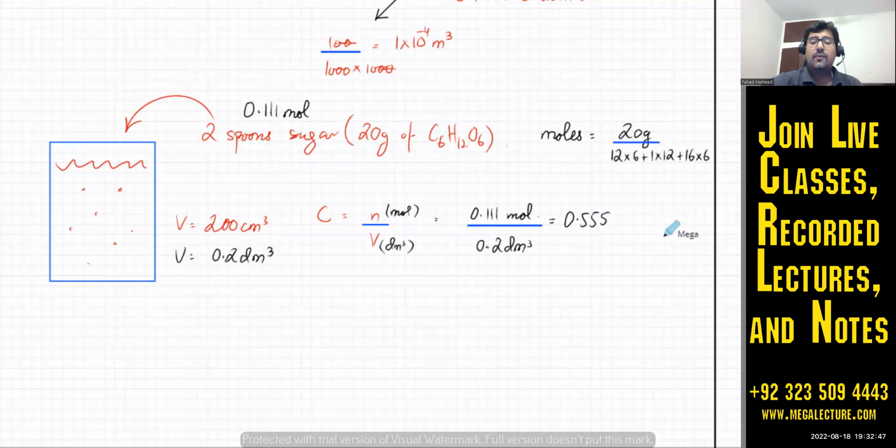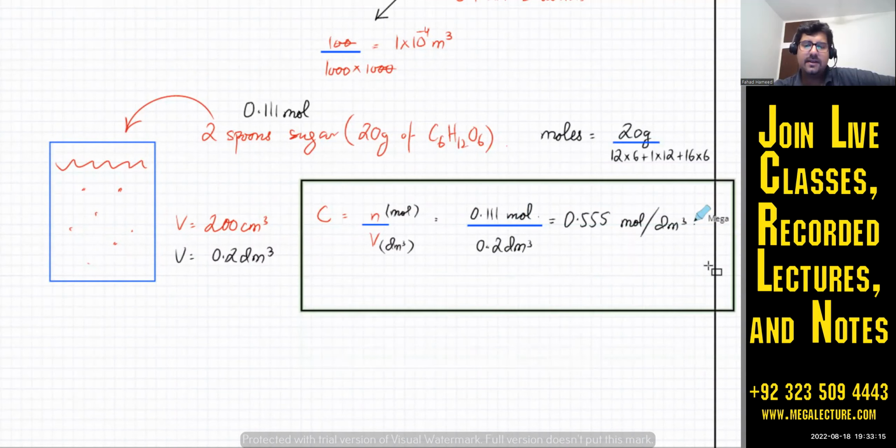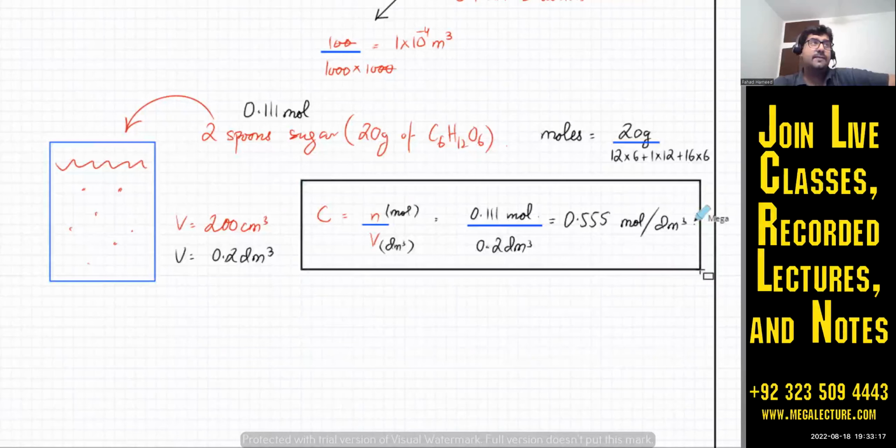What do you think is the unit? The unit is moles over dm cube. You had these many moles in this volume of solution. So the unit is mole per decimeter cube. That's going to be your unit for concentration. So this sugar solution has this particular concentration. That's how you calculate concentrations of different solutions in the laboratory.